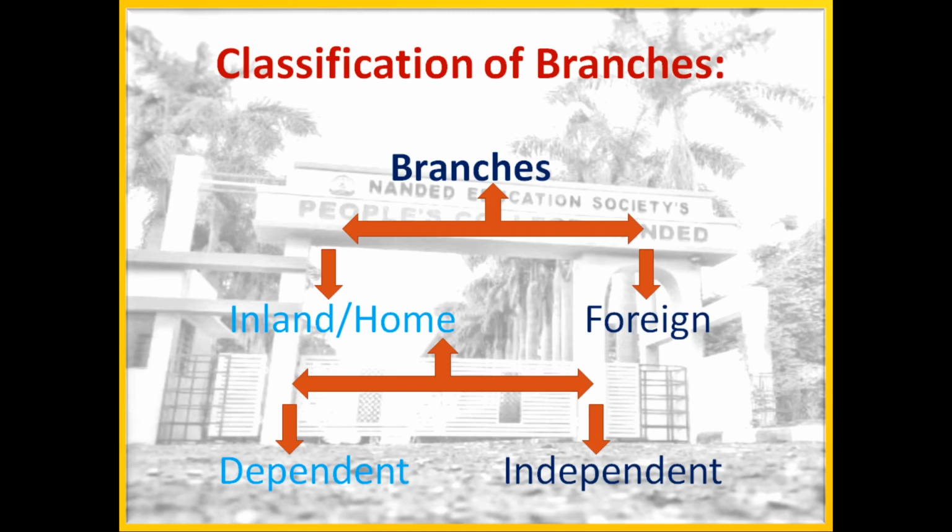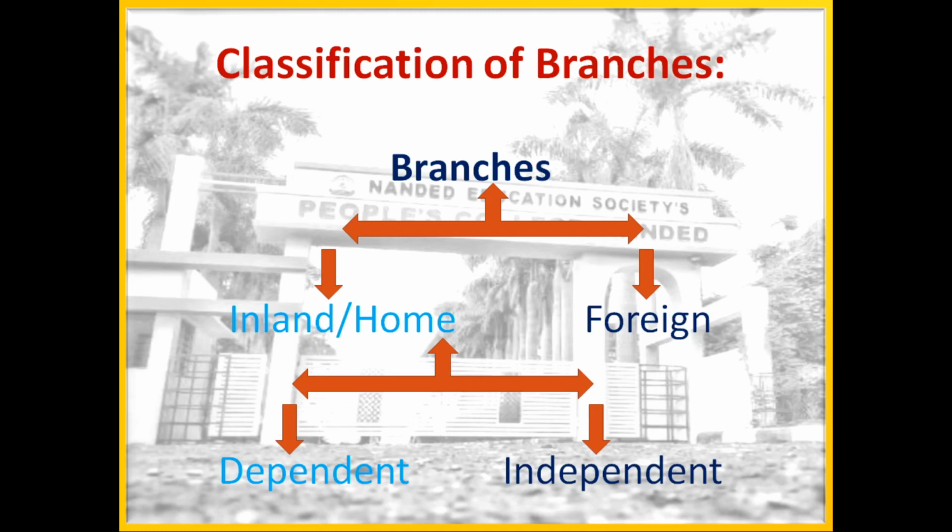We have in our syllabus only dependent branches, hence I am elaborating this part, dependent branches. When branches are small, books of accounts are maintained by the head office. Branches whose accounts are maintained by the head office are called dependent branches. The business methods employed in this case are as follows.